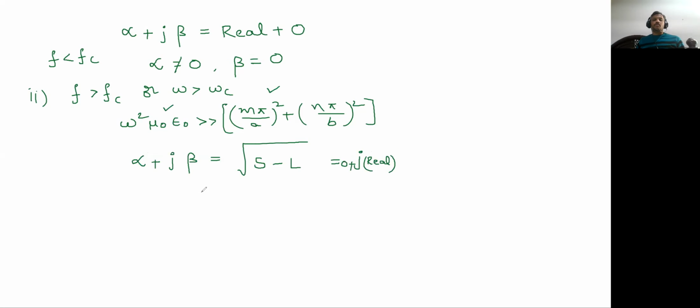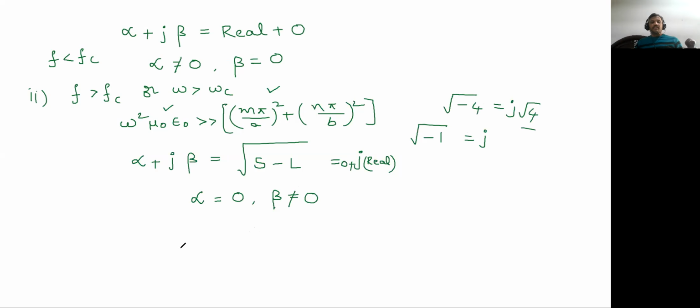That 0 is not there. So here alpha is 0, and beta, because you are getting an imaginary number, since under root of minus something will always be represented with j. If it is something like under root of minus 4, this is j root 4. This root 4 may be a real number, but j into that will be imaginary. So beta is not equal to 0.